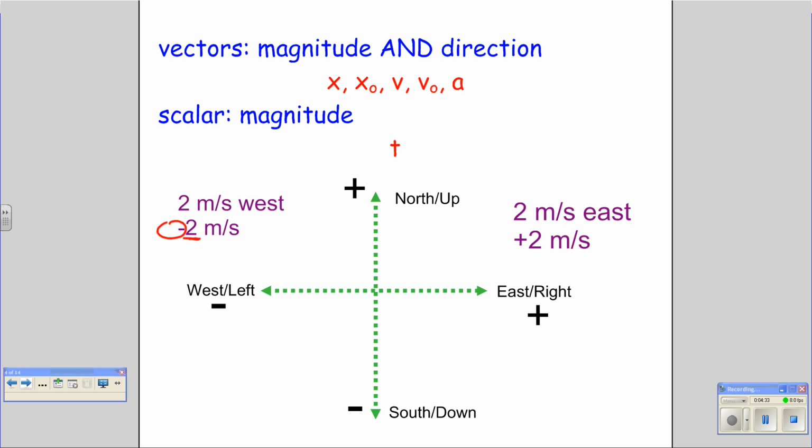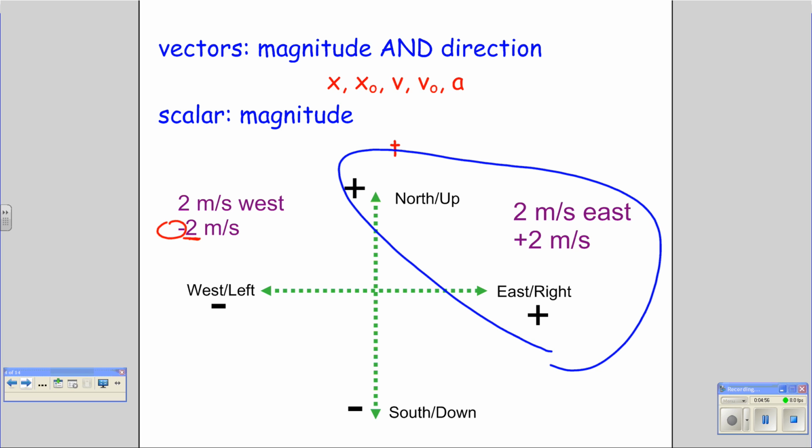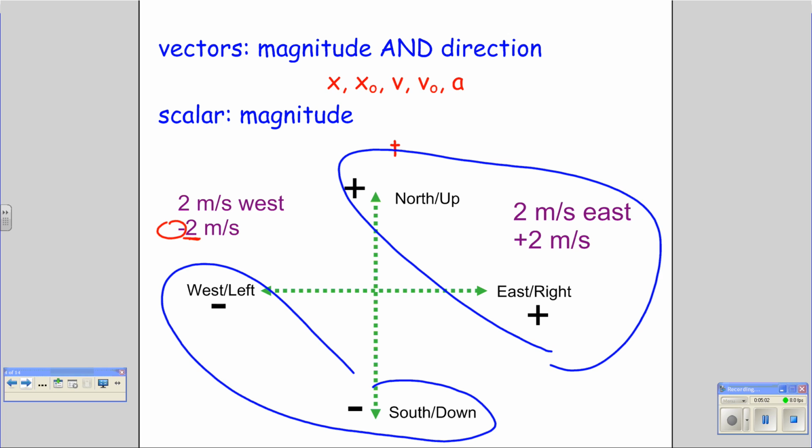Scalars have just magnitude, which means they don't have a negative value. They have no direction. Time is an example of a scalar. There's no such thing as negative time. Mass is another. You're not going to weigh negative 20 kilograms. It's just not going to happen. Now, we use conventions for directions. Anything north, up, east, or right is positive. Anything west, left, south, or down is negative.